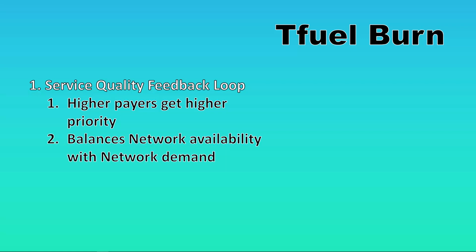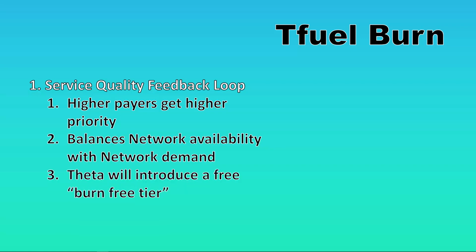It also works as a balancing for the network's availability with the network's demand. 25% of all that T-fuel currently will get burned. As the network has more availability, there's going to be additional burns happening. This will reduce the amount of payout. As there's less availability on the network, it's going to have a lower burn. This increases the amount of payout.